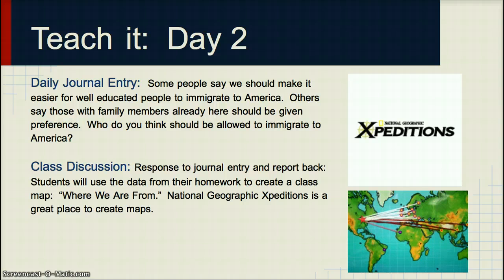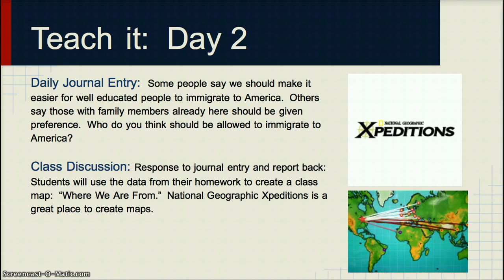I don't want to touch too hard on illegal immigrant issues because we do have some of that going on in the classroom. So we're going to try and stick with legal immigration for now and deal with undocumented workers at another time. I imagine it'll come up though.